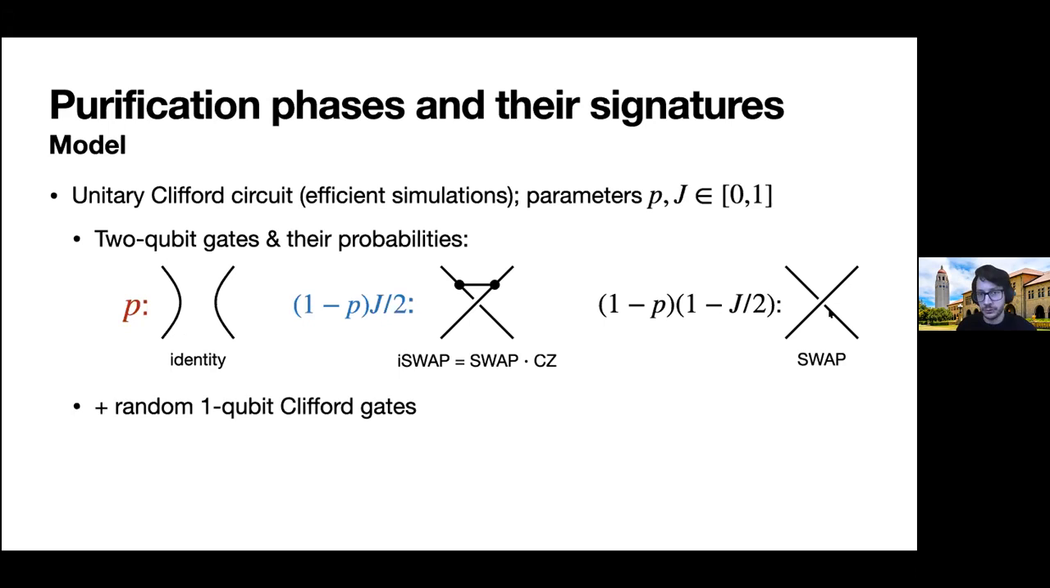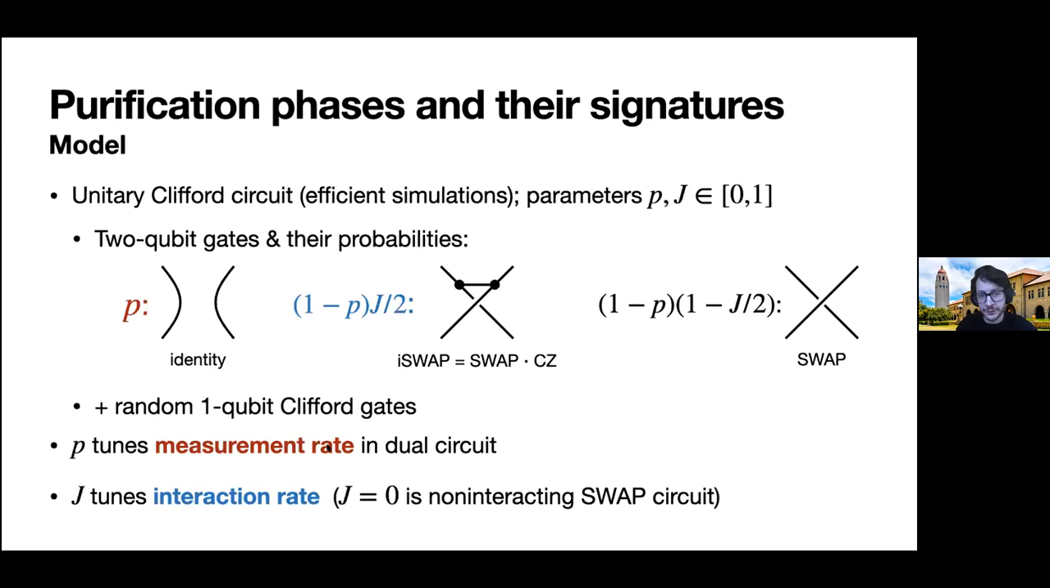And basically, you can interpret P as a measurement rate for this reason, and J selects how likely you are to pick this non-interacting swap gate, which only changes the position of qubits without letting them interact, or this iSWAP, which also applies a control-Z gate, which is basically an Ising ZZ interaction. So you have these two knobs, a measurement rate and an interaction rate, and you can see what kind of phase diagram you get.